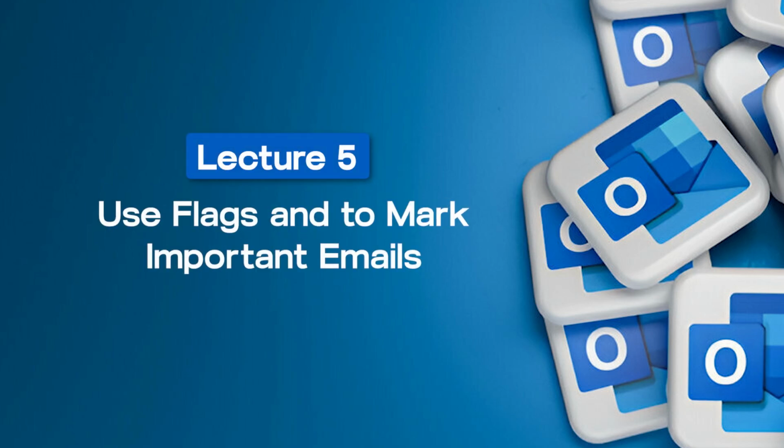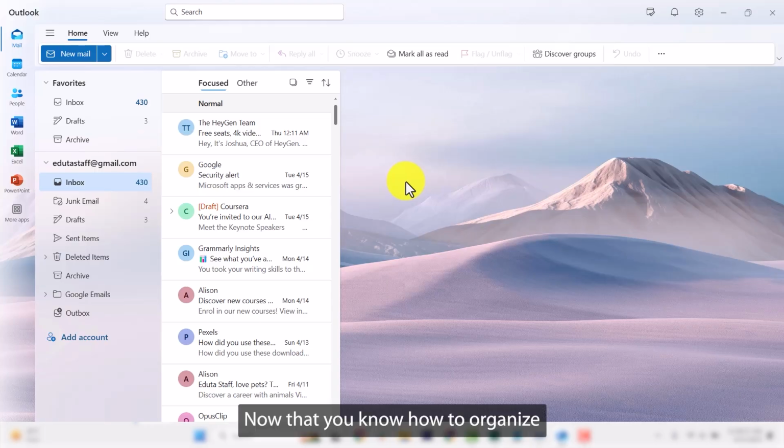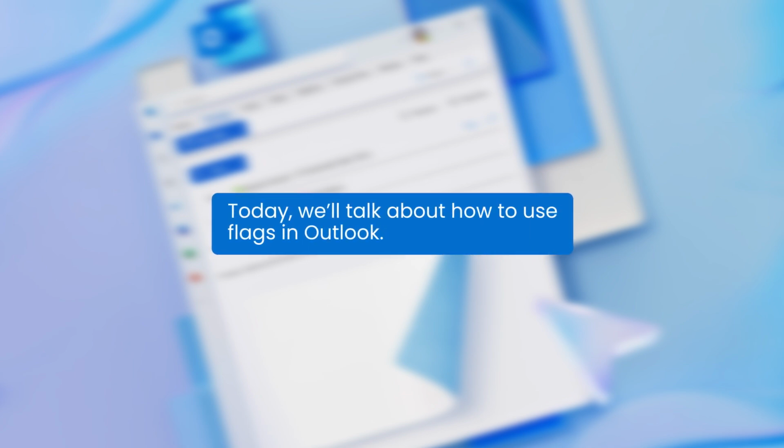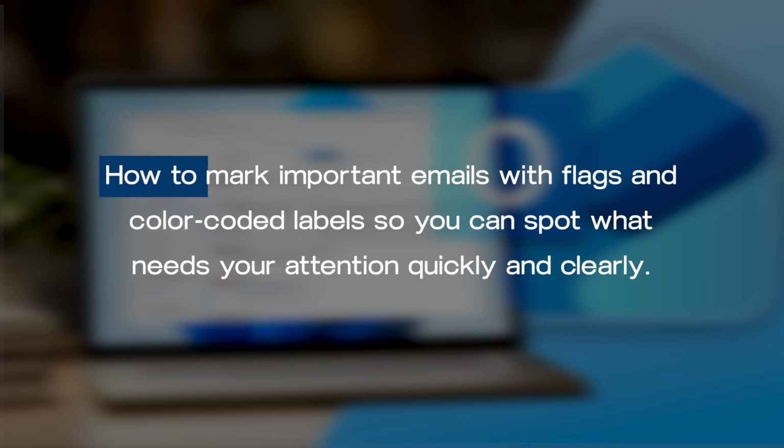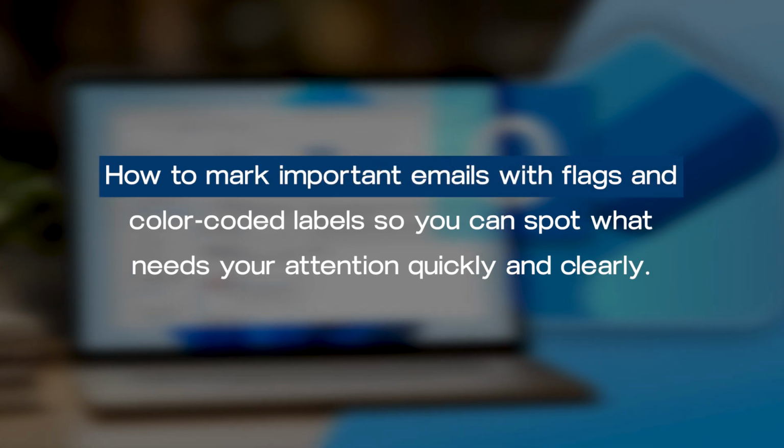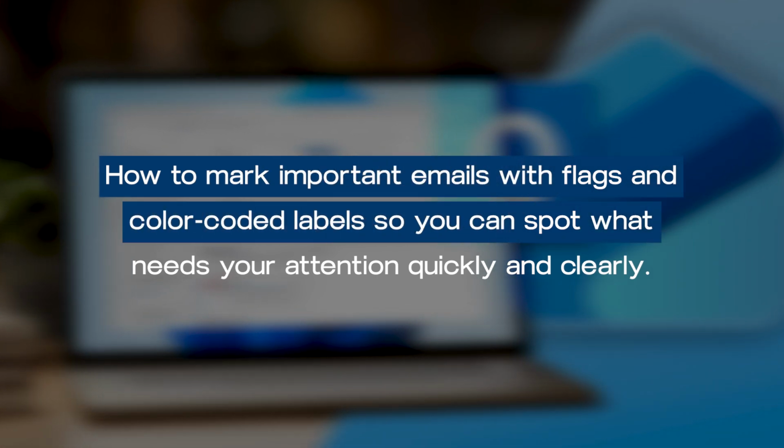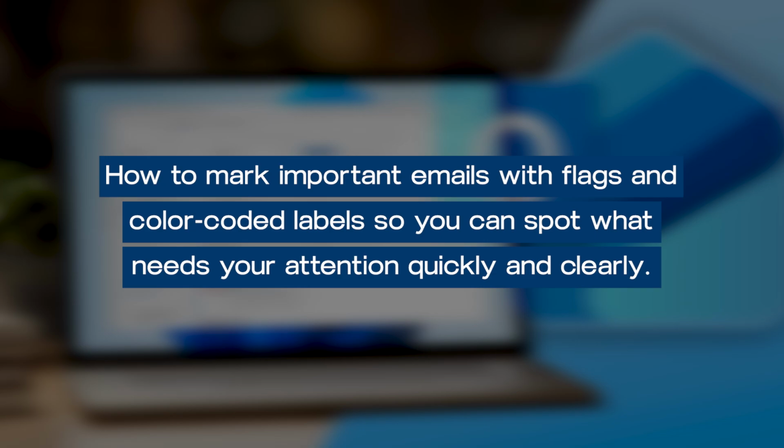Lecture 5. Use flags to mark important emails. Now that you know how to organize emails using folders, let's add another layer to help you manage priorities. Today, we'll talk about how to use flags in Outlook. In this lecture, you will learn how to mark important emails with flags and color-coded labels so you can spot what needs your attention quickly and clearly.